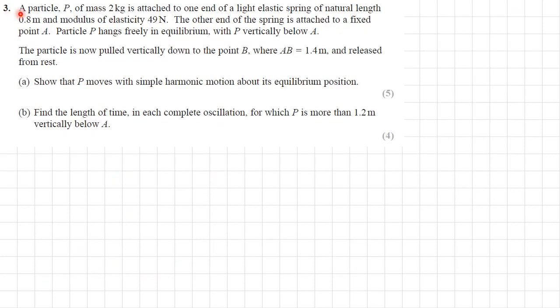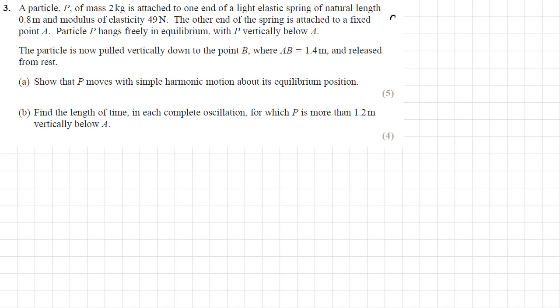Question 3. A particle P of mass 2 kg is attached to one end of a light elastic spring of natural length 0.8 meters, and modulus of elasticity 49 newtons. The other end of the spring is attached to a fixed point A. Particle P hangs freely in equilibrium with P vertically below A. The particle is now pulled vertically down to the point B, where AB equals 1.4 meters, and released from rest. Part A. Show that P moves with simple harmonic motion about its equilibrium position.